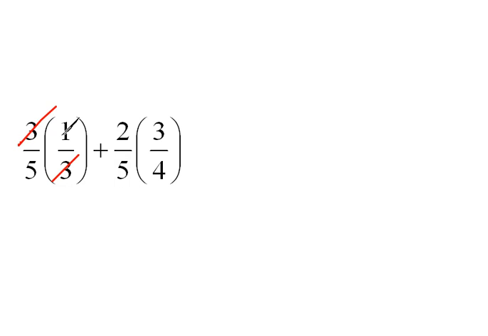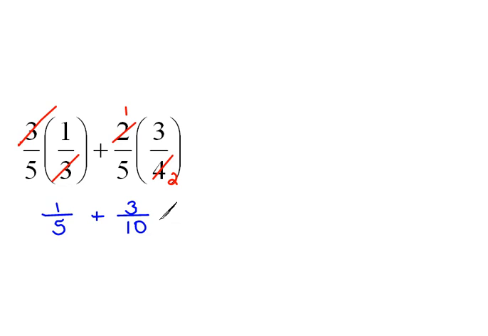This would be 1 times 1 is 1, and 5 times 1 is 5, plus. Now over here in the second one we have to also do this multiplication, and we can cancel again. 2 goes into 2 one time, 2 goes into 4 two times. So now when we multiply, we have 1 times 3 is 3, and 5 times 2 is 10.